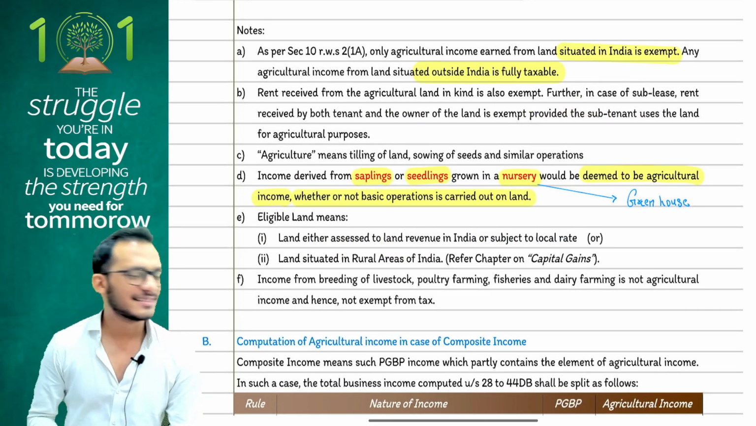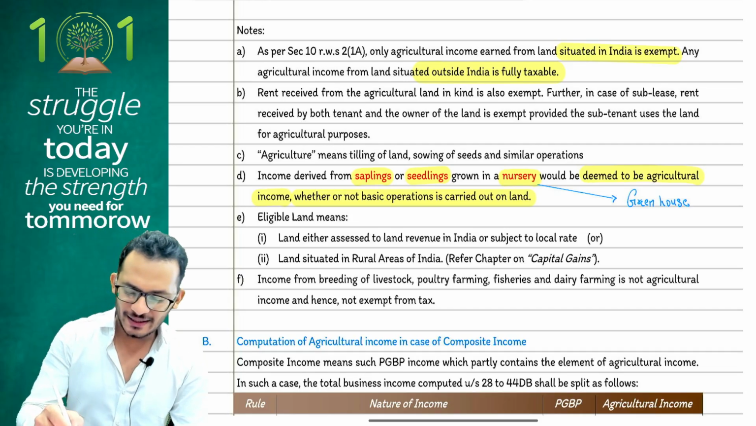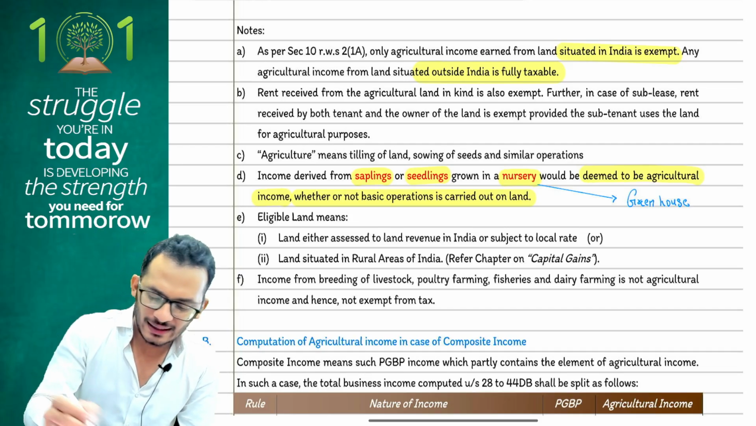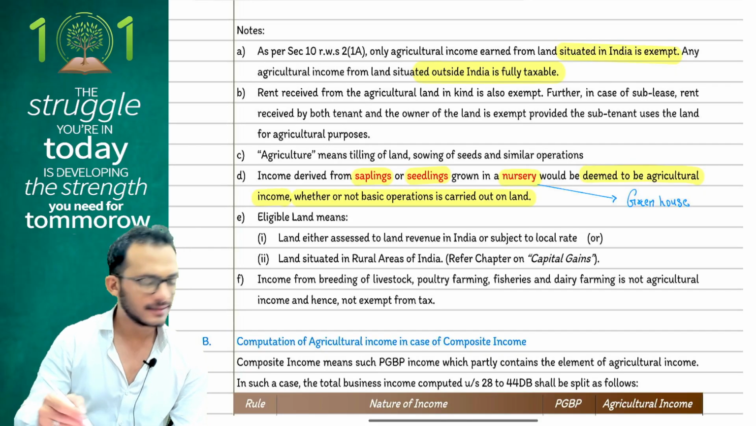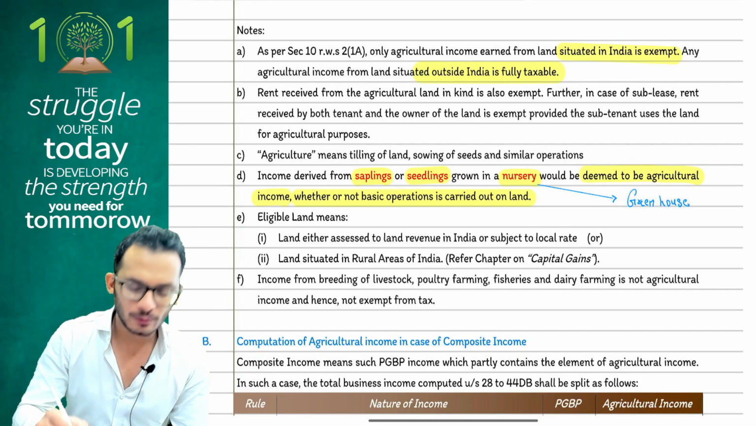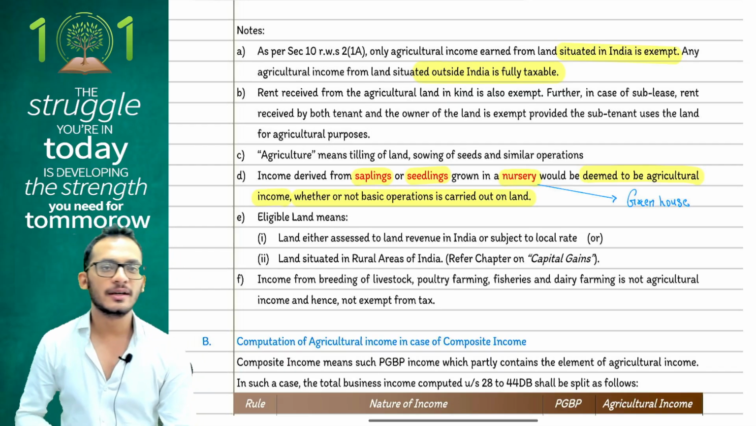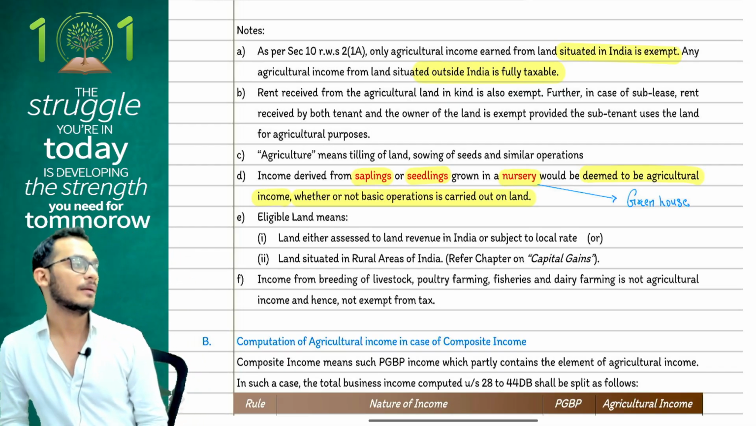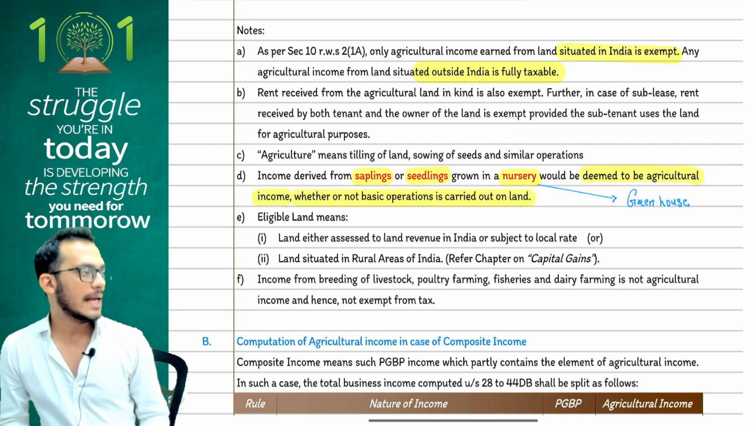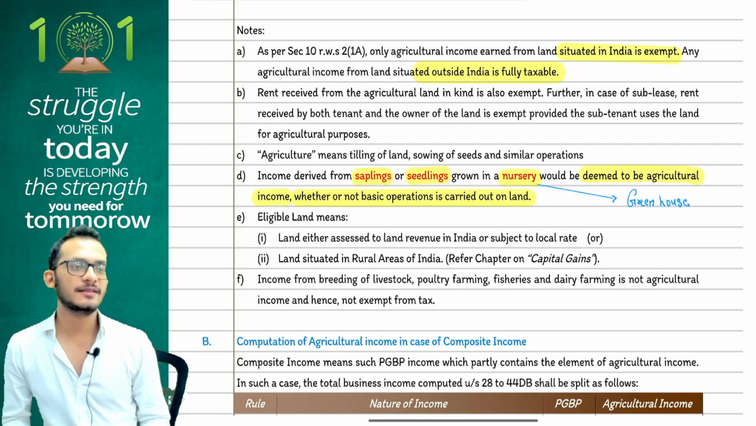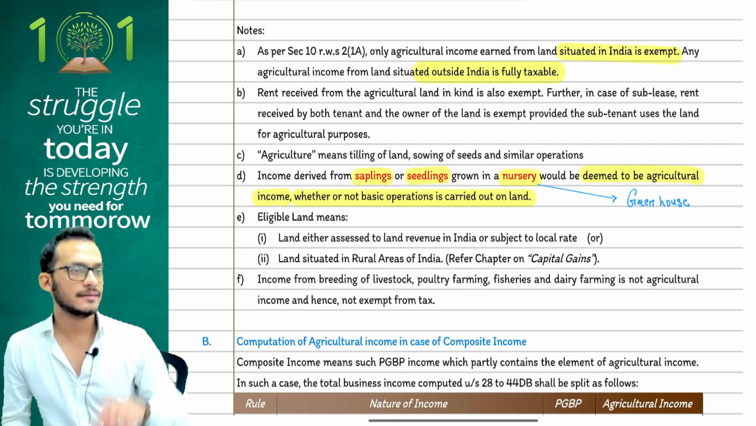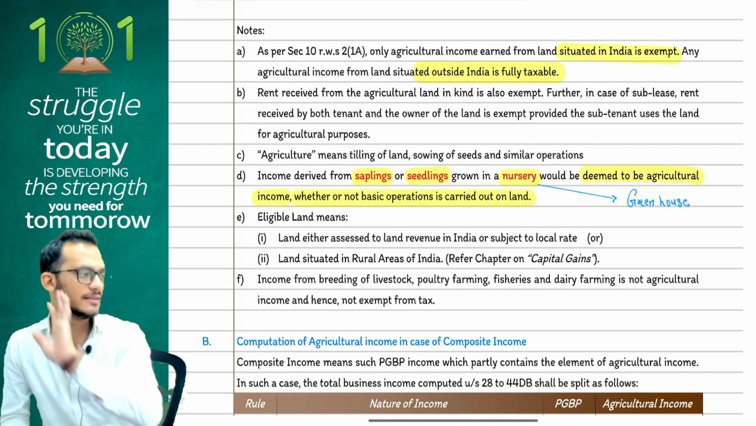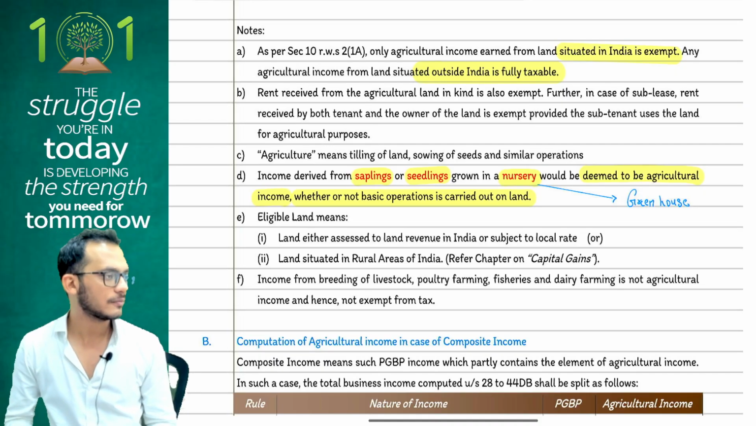Next, eligible land means land which is assessed to land revenue in India, or subject to local rates, or situated in rural areas, which is what we discussed. Rural areas means population size of 10,000, 1 lakh, 10 lakhs. Add another zero basically. Keep adding zeros until you reach the answer. Are we clear? Yes. Good.